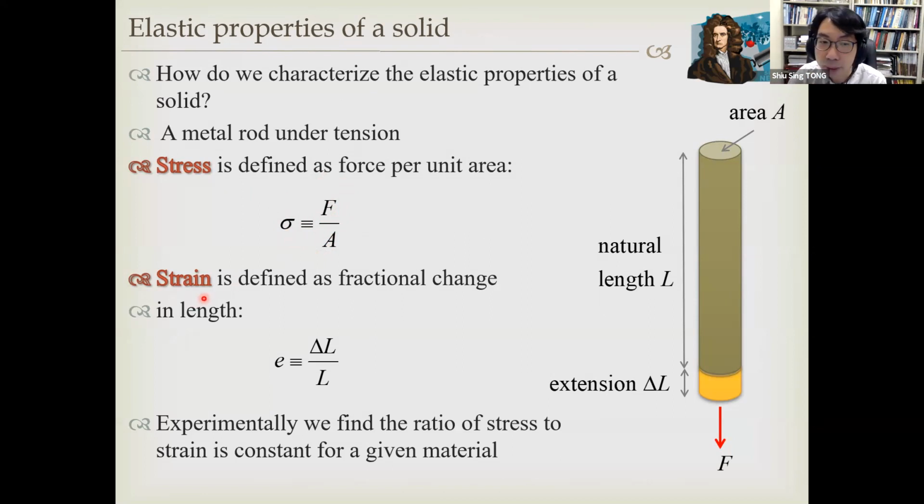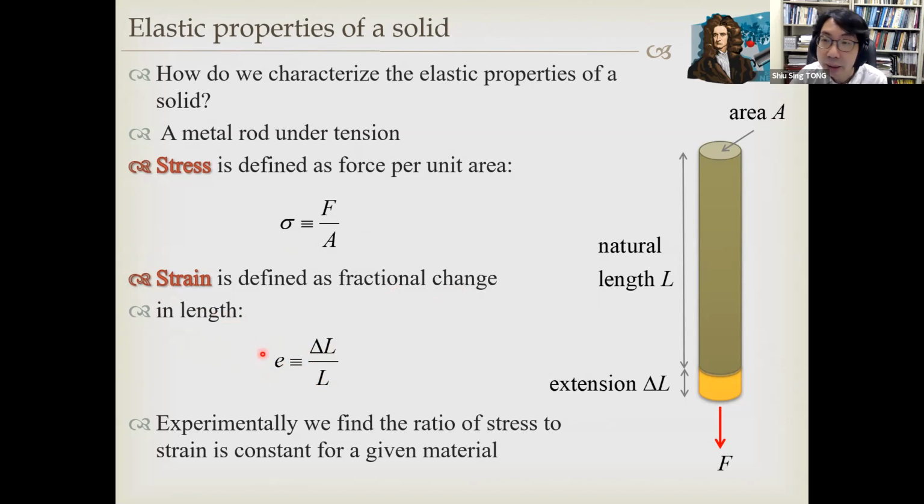What is a strain? The strain is the fractional change in length. It is the change in length divided by the original length. I denote the strain by the symbol epsilon.